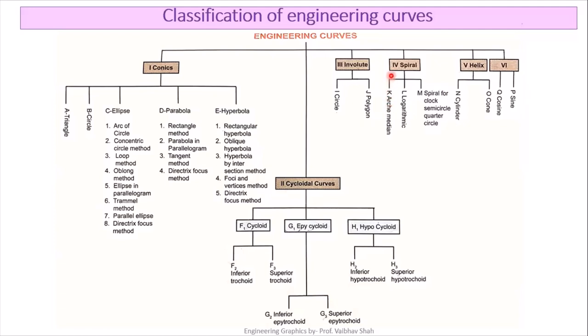Now, spiral. Spiral can be divided into 3 categories: Archimedean spiral, logarithmic spiral, and spiral for clock, semicircle, quarter circle. Now, helix. You can have a helix of a cylinder, or a helix of a cone. And finally, you will be having cosine and sine waves. These types of curves we usually deal with in electrical or electronic communication subjects. So now let us move ahead.